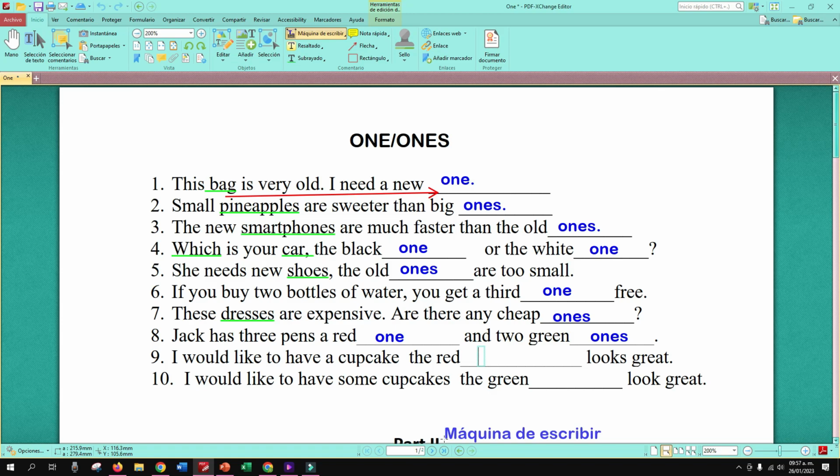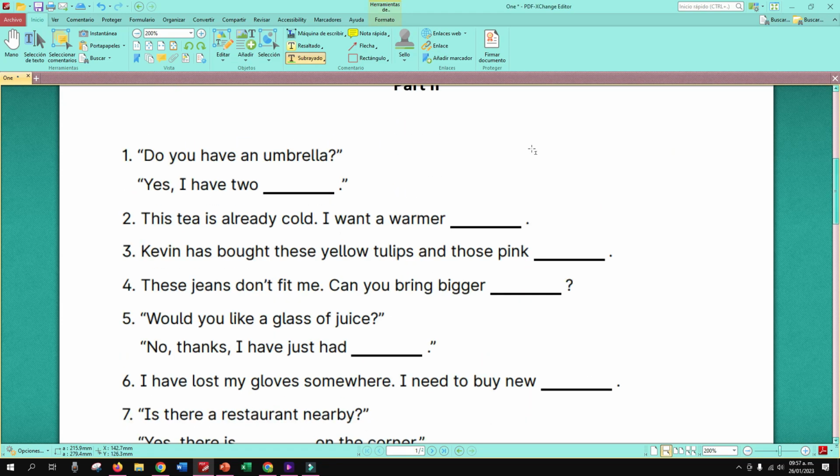Cupcake. One. You're talking about one cupcake, right? So the red one looks great. I would like to have some cupcakes. The green ones look great. Ones. That's different, right? You're talking about cupcakes. So the green ones. Oh, sorry. Okay, perfect. So let's do the other one.